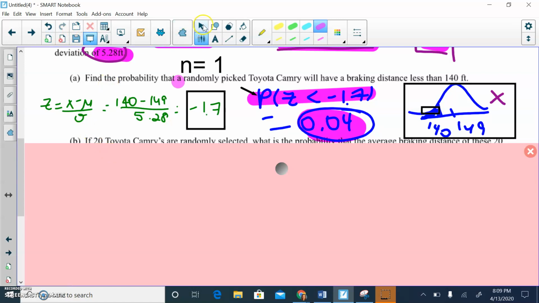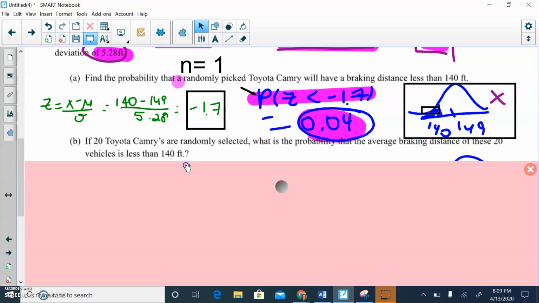We switch gears in the next example, and basically here we're looking at the 20 Toyota Camrys. Notice here we're looking at 20, so we do have a sample size. So here n is 20, so things get a little bit different. And then the key word is what's probably the average braking distance. So as soon as you see that word average and you have the sample size pop in, that's when you know that you're going to go through and use a z-score.